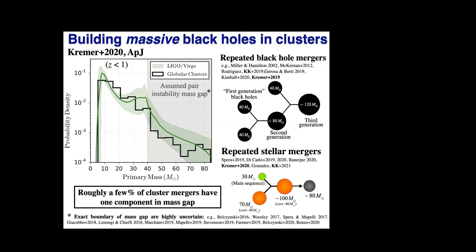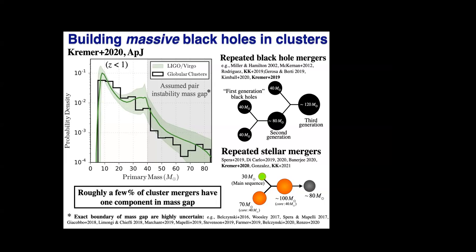So globular clusters, or any dynamical environment, actually give you a really natural way to populate this mass gap through a couple different scenarios. One scenario involves repeated black hole mergers. If you form two initially lower mass black holes subject to the pair instability, say 40 solar masses here, if these black holes merge, because they're still living in a dense environment, they can eventually pair up with other black holes and merge again, a second, sometimes even a third or fourth time. So this gives you a way to build up more massive black holes than you would have formed through single star evolution alone, and can give you a way to populate this mass gap.